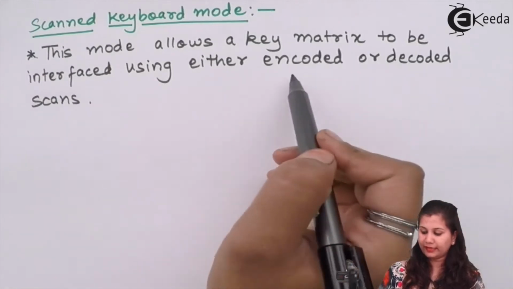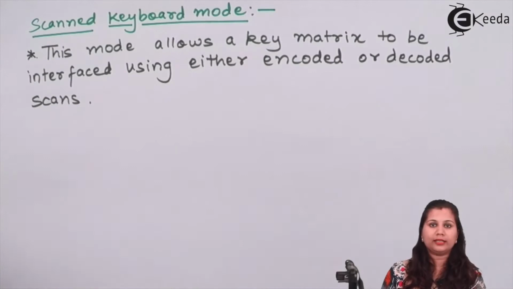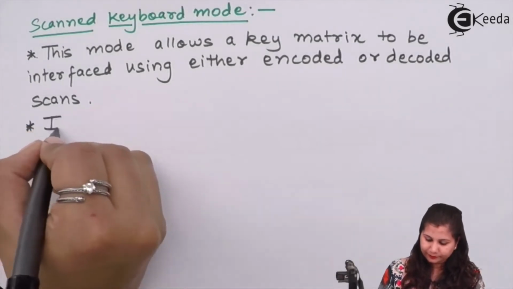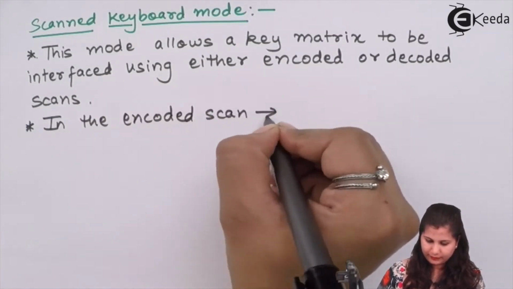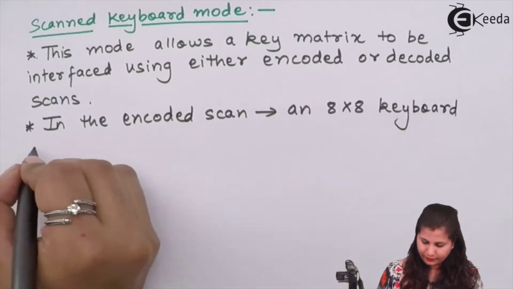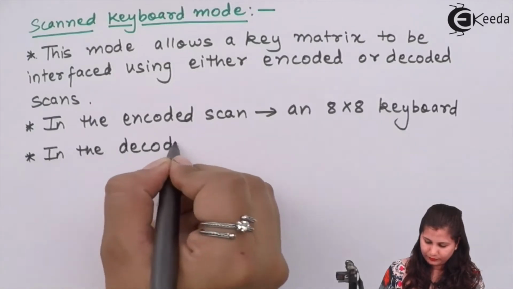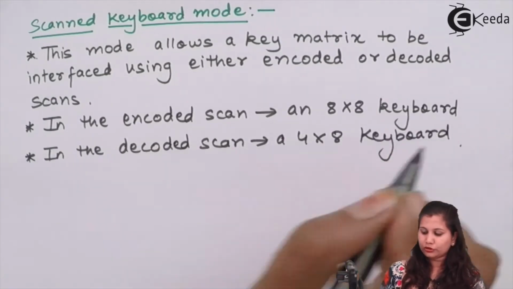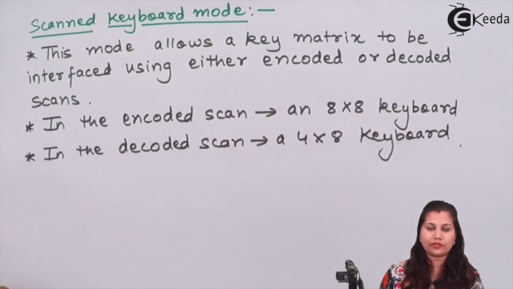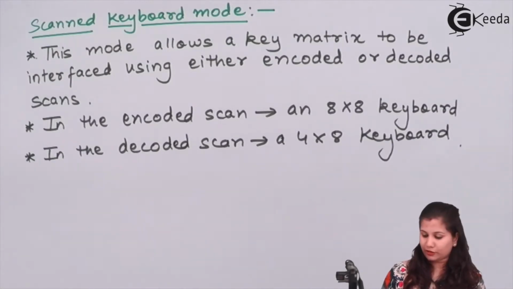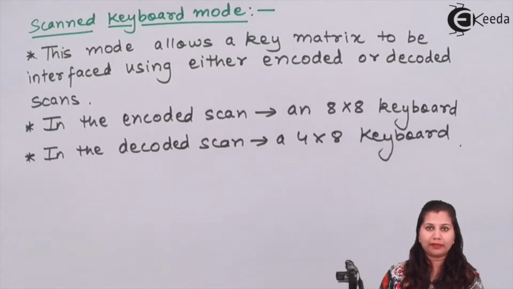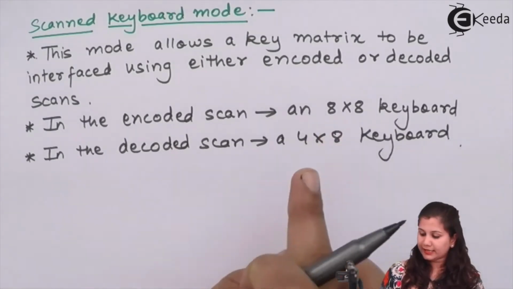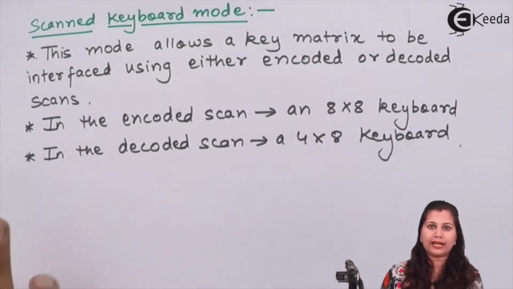So there are two types of scans, the encoded scan and the decoded scan, through which the keyboard can be interfaced with the CPU. So let us study these two scans. In the encoded scan, the difference between the encoded and the decoded scans is the range, or the specification of the keyboard which is interfaced. So in the encoded scan, an 8x8 keyboard can be interfaced, and in the decoded scan, a 4x8 keyboard can be interfaced. So it is the size which is different in both these scans.